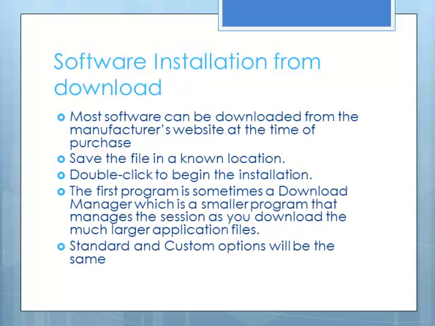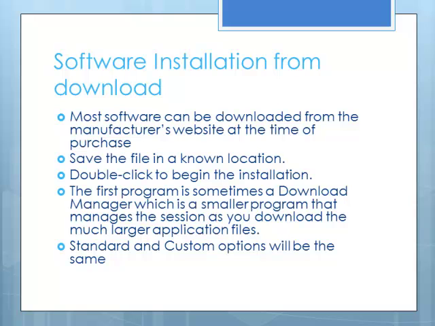All right, now if you're going to install your software from something you've downloaded from the internet, you're going to download an installation file, and you're going to know where you saved it. Got to know where you saved it. You can double click on that to begin it.